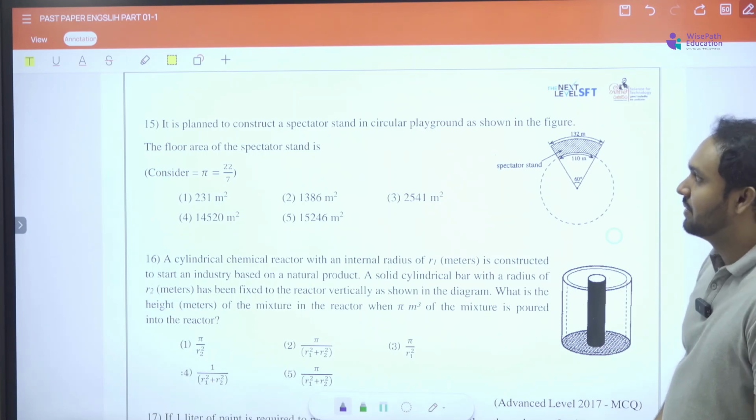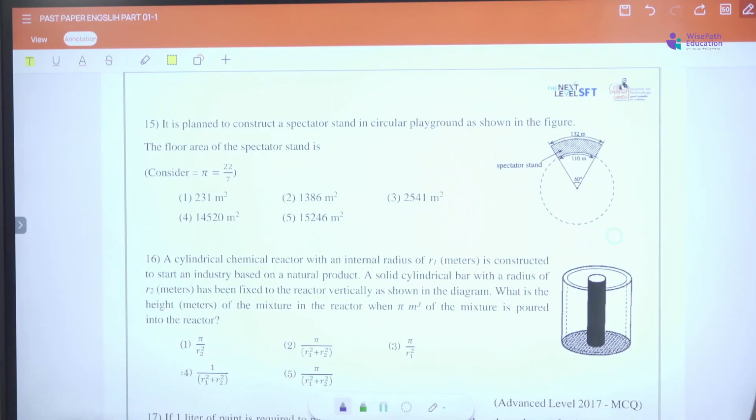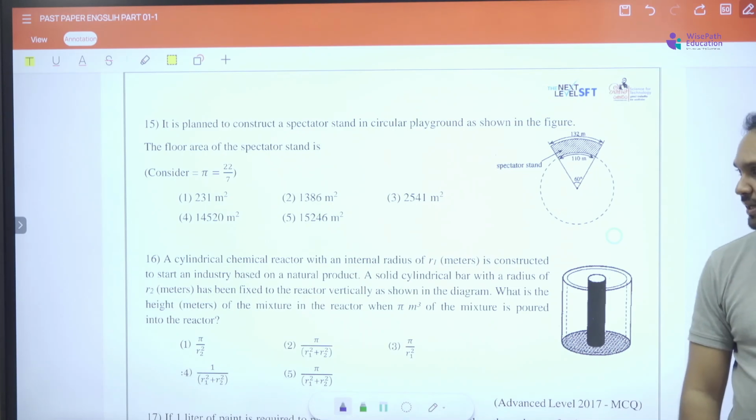Now try this one. It is planned to construct a spectator stand in a circular playground as shown in the figure. The floor area of the spectator stand is. Now they are asking for the shaded area. What would you do? You take the area of the large sector, deduct the small sector, you get the shaded area, isn't it? So that's all. Try doing it.